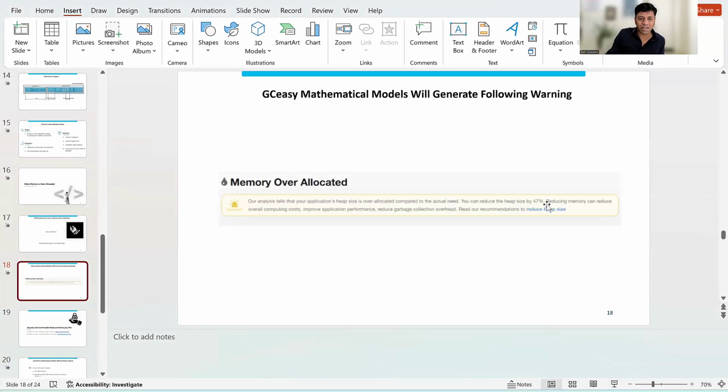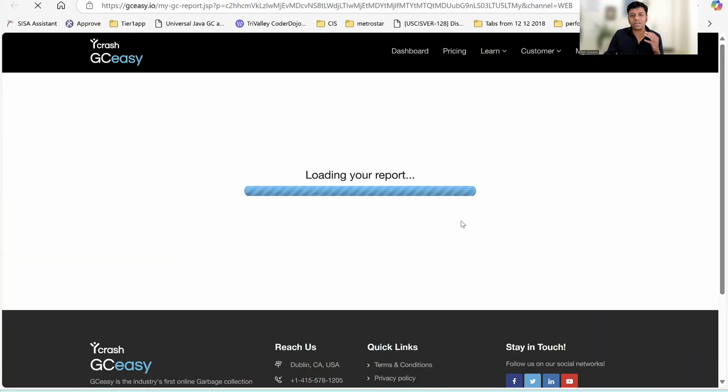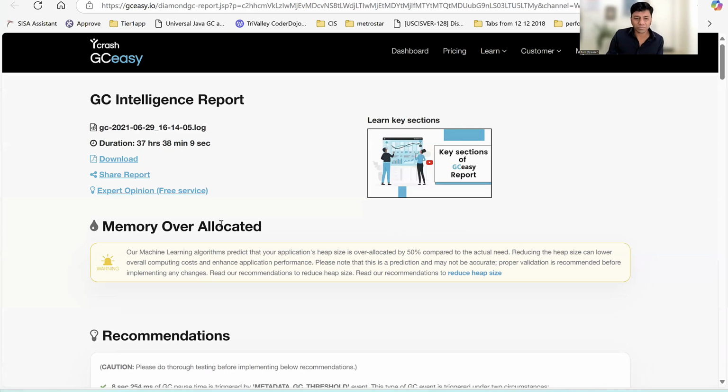So here is an example that I want to share, which happened with an actual real security service provider. This security service provider does authentications, right? They were able to reduce their memory size by 75%, because they over allocated. So let's look at their actual memory data.